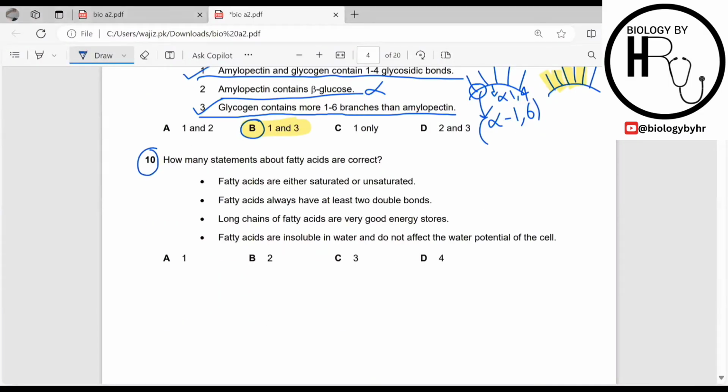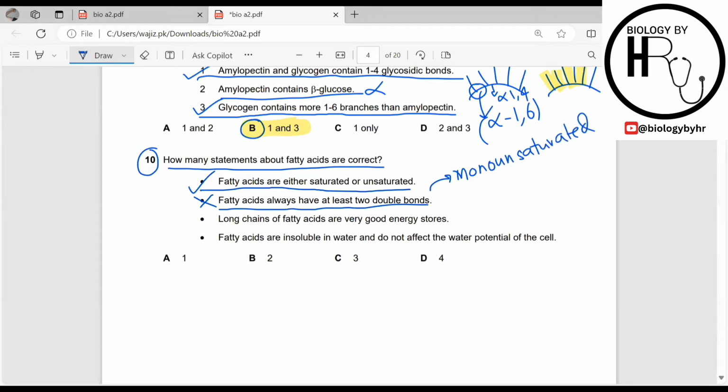Question number 10 says, how many statements about fatty acids are correct? Statement 1 is saying fatty acids are either saturated or unsaturated. Yes, this statement is correct. They can be saturated or unsaturated. Fatty acids have at least two double bonds. No, this statement is incorrect. Why? Because fatty acids can be monounsaturated as well as polyunsaturated. Polyunsaturated means having more than one double bond, and monounsaturated means having only one carbon-carbon double bond.